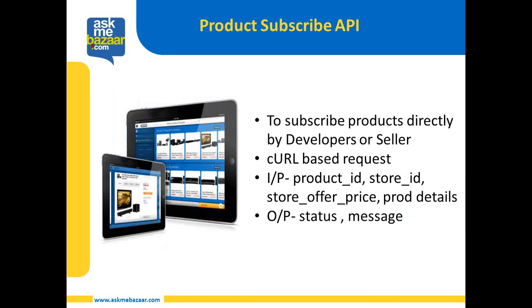And our final, the fifth API is Product Subscribe API. We thought to give this facility to developers or sellers so that they could subscribe products directly from their end. It's again a curl based request, and in input parameters you will have to send product ID, store offer price, and product details. In output you will get the status, whether the product subscription is successful or not, and a message if there is some error.